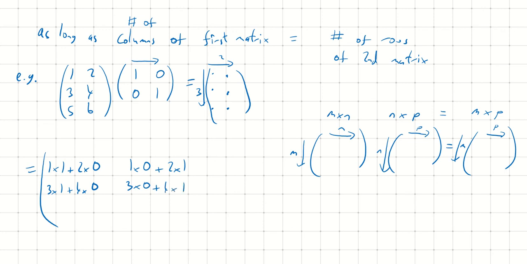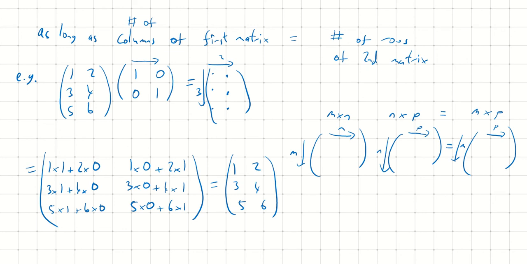And now third row, first column: 5 times 1 plus 6 times 0. Third row, second column: 5 times 0 plus 6 times 1. Okay, and if I work this out, you end up with 1, 2, 3, 4, 5, 6. And this is quite interesting because we actually end up with the same matrix that we started with.